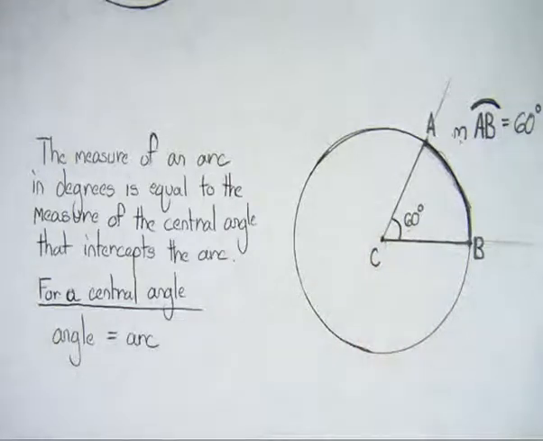Alright, so what we're going to look at now is how to get the degree measure of an arc from all kinds of angles inside a circle. And we've already looked at one situation, and we have 3 more. So there are 4 total situations we're going to look at.